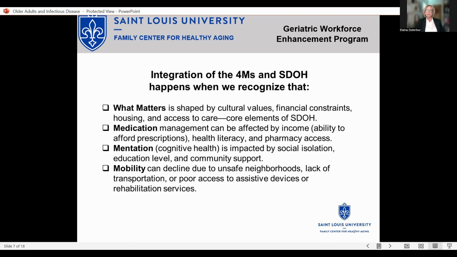Also, the access to rehabilitation or assistive technology because of financial or geographic barriers may prevent access to walkers, canes, physical therapy, or even home applications. For example, a patient who experiences a fall but cannot access physical therapy due to lack of insurance or transportation may suffer preventable functional decline.